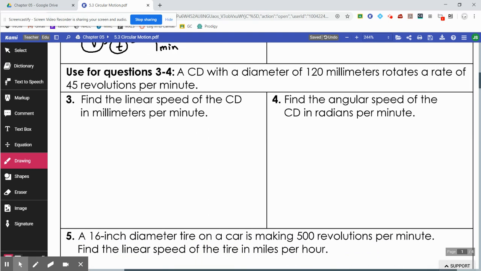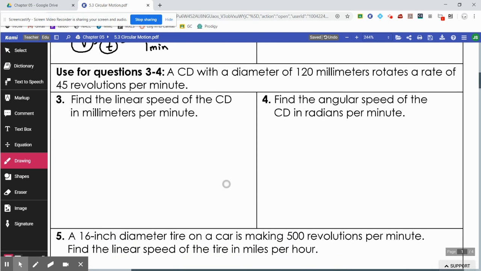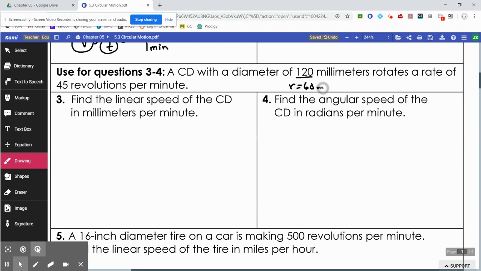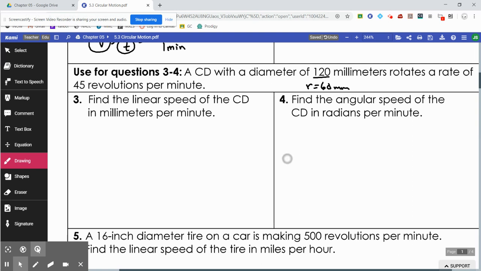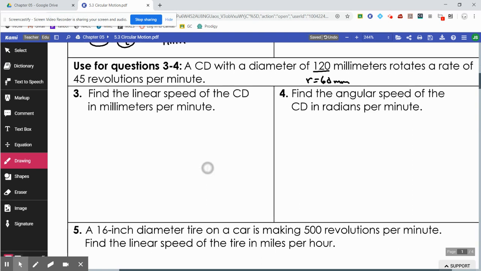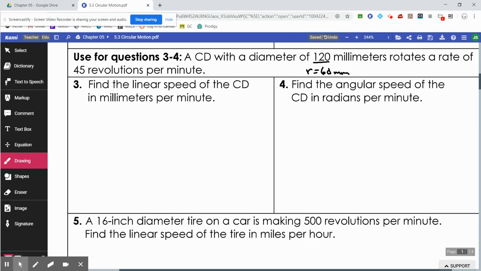Used for questions 3 and 4, a CD with a diameter of 120, so that means our radius would be 60 in case we need that, and that's in millimeters, rotates at 45 RPMs. So first I'll find the linear speed in millimeters per minute. Linear speed is equal to arc length divided by time. We know that in that 1 minute, it rotates 45 revolutions. So let's go ahead and change that.